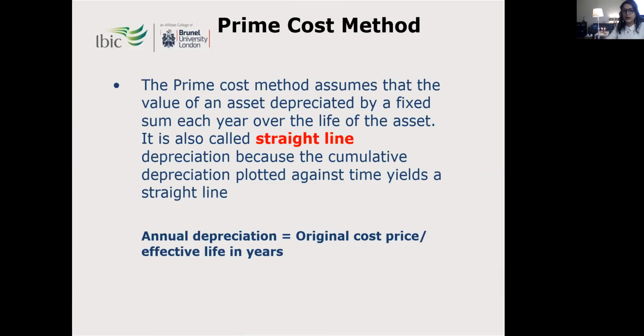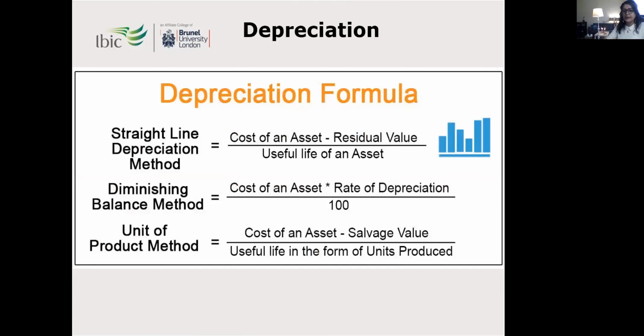So let's start with the straight line or prime cost methodology. As you can see, this is the equation that you're going to be given in your exam, so don't worry about that, but we need to understand it now. What is annual depreciation? It's calculated by the original cost price over the effective life in years. Once an asset has been depreciated, it is then said to have a certain book value, which is its original value minus all of the depreciation deductions to date.